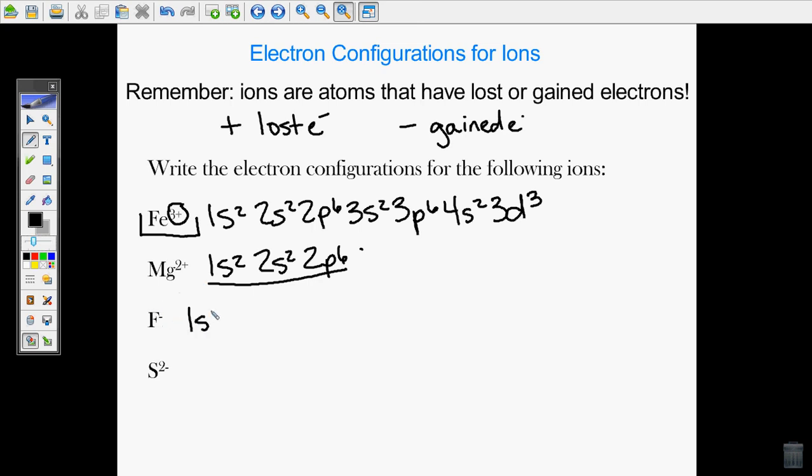Fluorine, we would expect 1s2, 2s2, 2p5. But since it has a negative charge here, it's gained 1, we add an electron. So this is 2p6. Okay? Sulfur, 1s2, 2s2, 2p6, 3s2. Should be 3p4, but it gained 2 electrons, so 3p6.